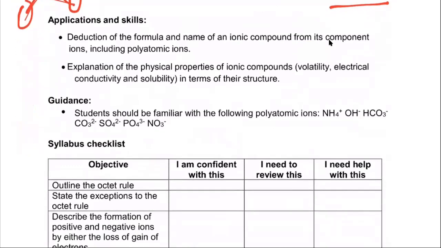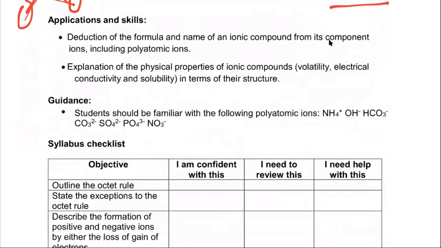Another thing in here, you have to be able to do the names and formulas of ionic compounds. That's stuff you learned last year, so we're not going to spend a lot of time going over that today. If you need more tutorials on that, you can talk to me and we can work something out. But that was covered last year, and so it is in here as a kind of review practice, but we're not going to spend a great amount of time on that.